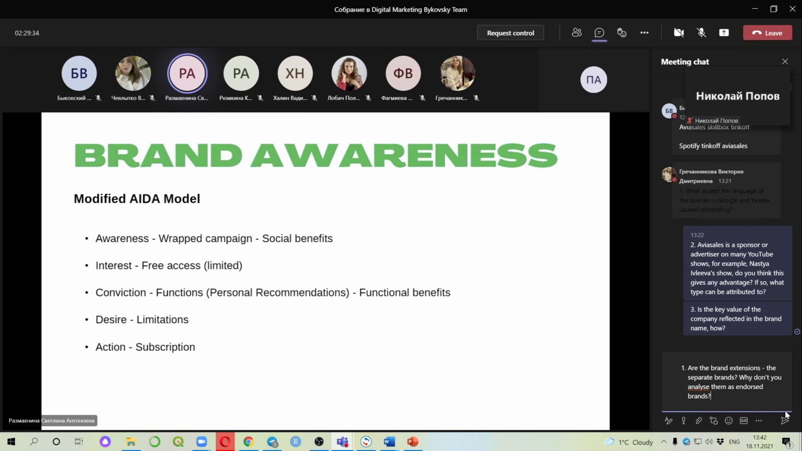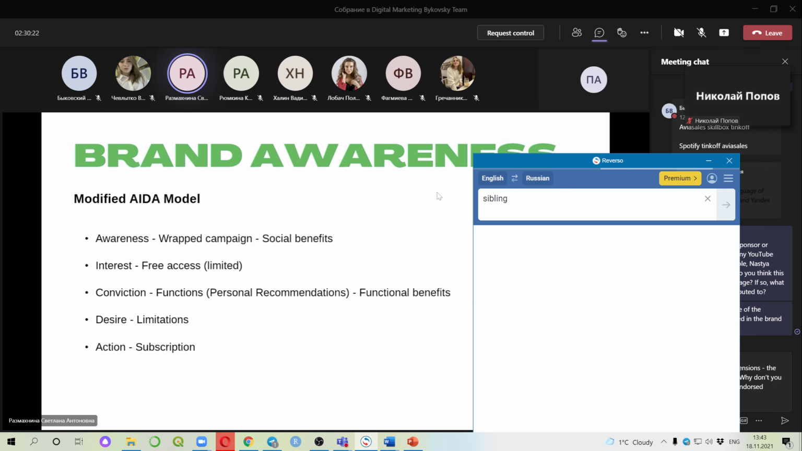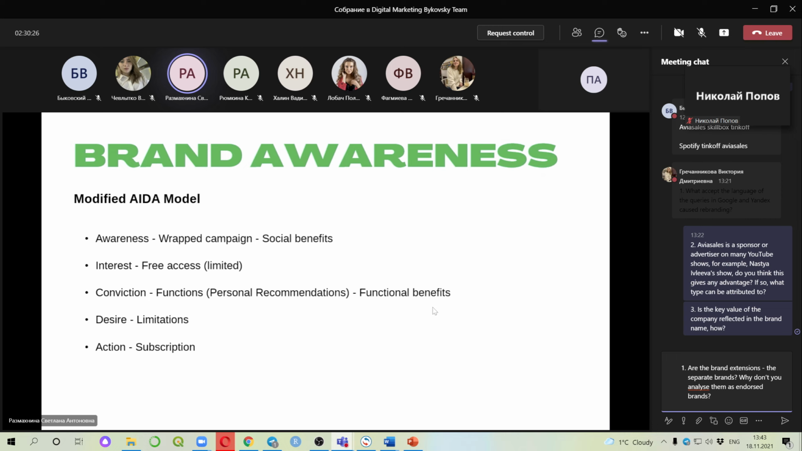Interest also can be acquired thanks to the free access that Spotify provides. It's a limited number of functions, but it still gives a nice experience to users. And conviction is built by the well-known algorithm functions connected with personal recommendations and all other functions that the Spotify app can provide. It gives users functional benefits, and desire is built by the limitation and offering of premium access to all functions, and action is inviting for subscription, to be full paying users of Spotify with full access to the functions.